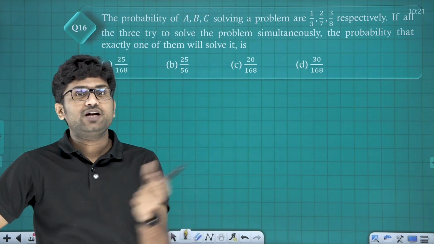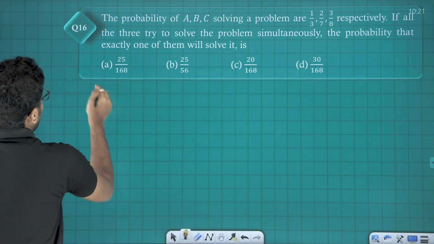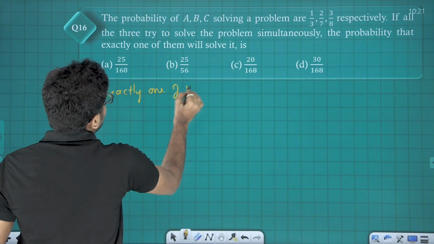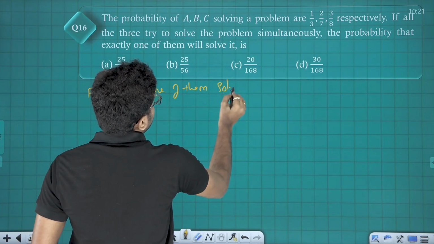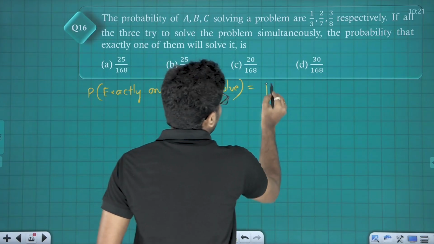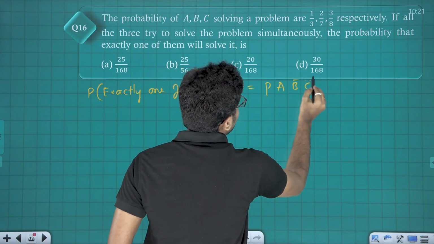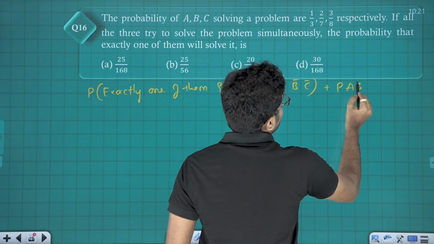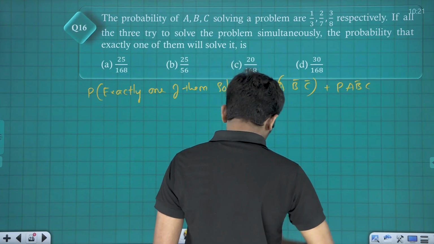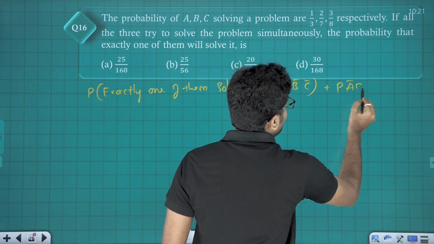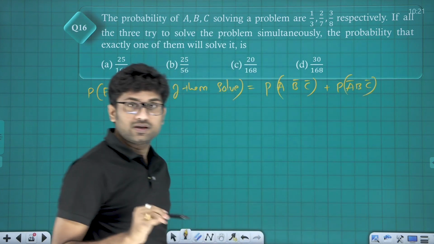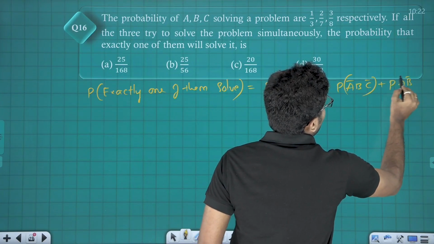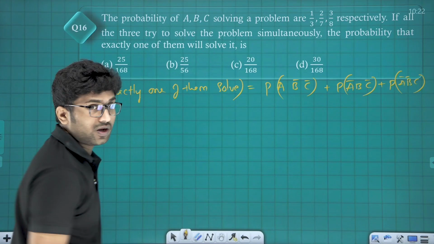Or if C solves, A and B should not solve it. So the probability of exactly one of them solving the problem is P of A intersection B complement intersection C complement, plus P of A complement intersection B intersection C complement, plus P of A complement intersection B complement intersection C. Only A is solving in the first case, only B is solving in the second, or both A and B are not solving and C is. Exactly one of them means this.